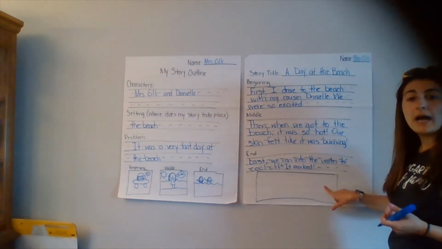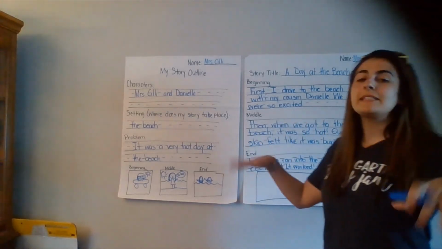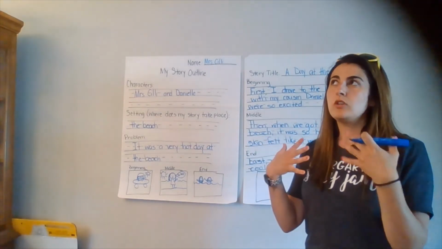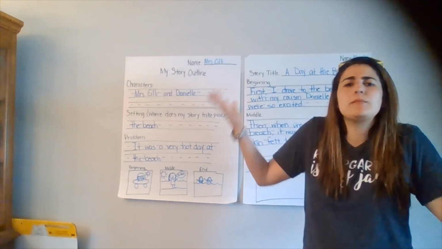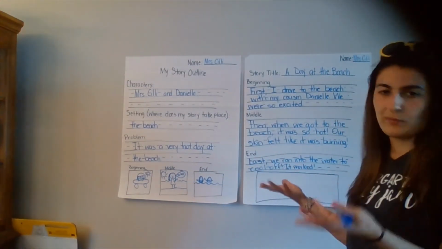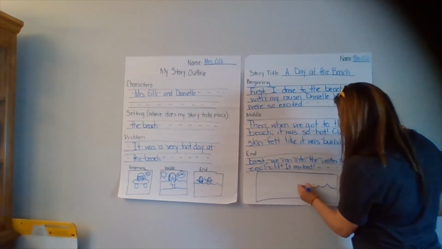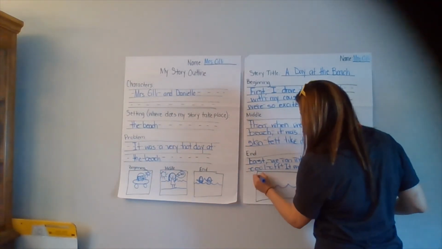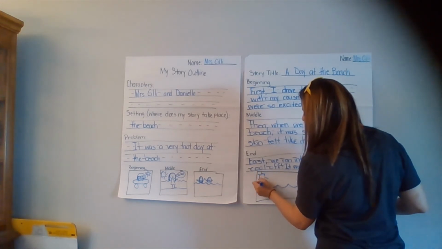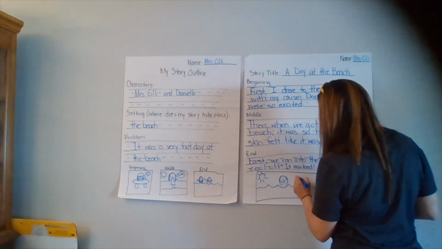And then here on the bottom is where you would draw a picture that best summarizes your story. So what that means is, what was the most important part of your story? Well, we were at the beach, and I think the most important part was kind of how we solved our problem, and it's us playing in the water. So I'm going to draw a nice picture of my cousin and I in the water, cooling off.